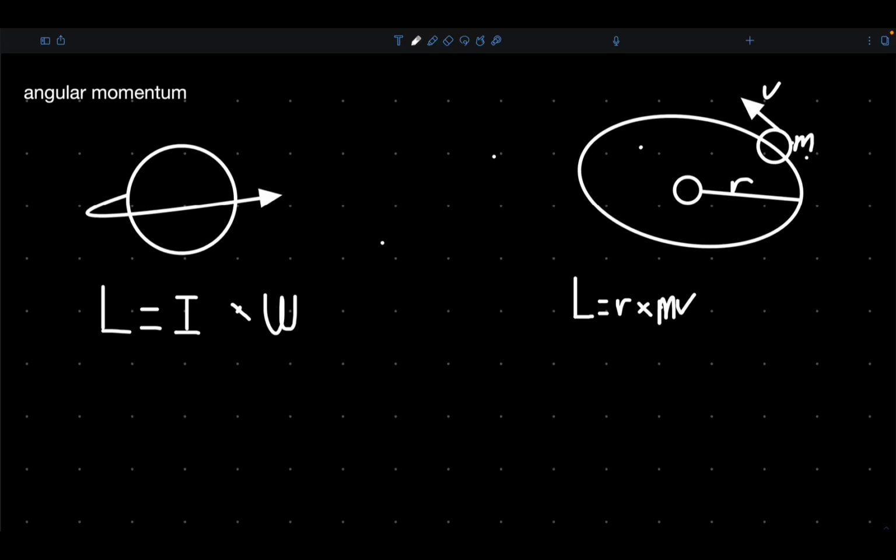Hey guys, today we're going to talk about one of my favorite topics in physics, which is called angular momentum. Not all of this will make sense to you right now, but let me just talk about angular momentum in general, then I'll explain everything.